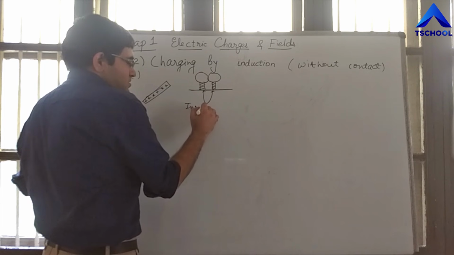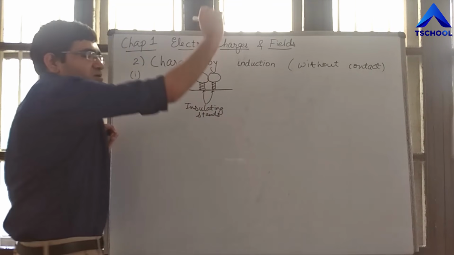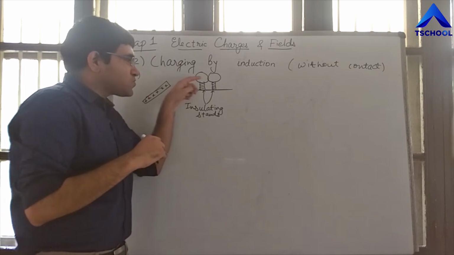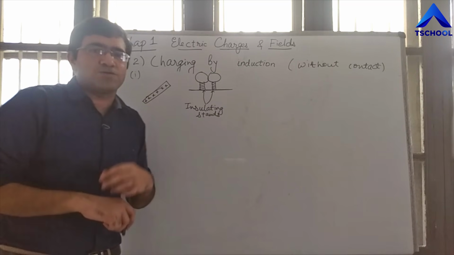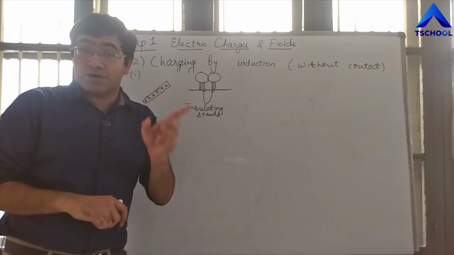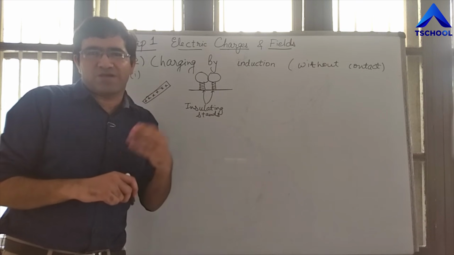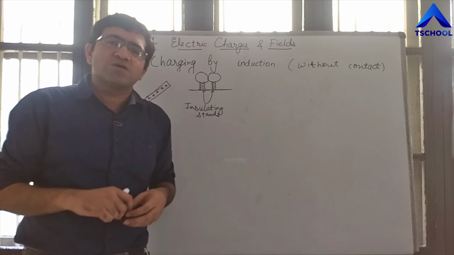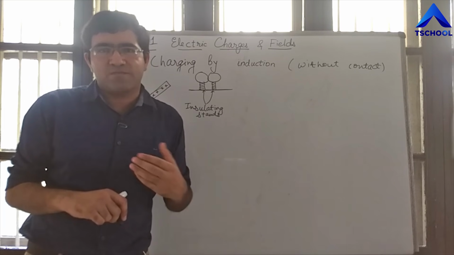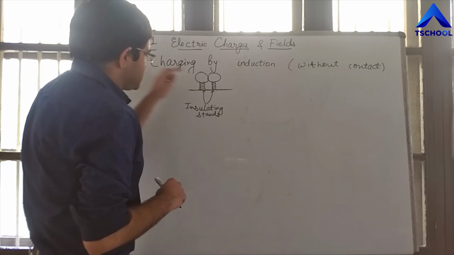These strands are insulating. Now that means charges cannot flow through this. An insulator is something that does not allow charge to flow. Remember, metals are conductors which allow charges to flow very easily. And insulators like wood or plastic are those materials that do not allow the charge to flow through them easily. Bad conductors, or insulators. So that's the situation.